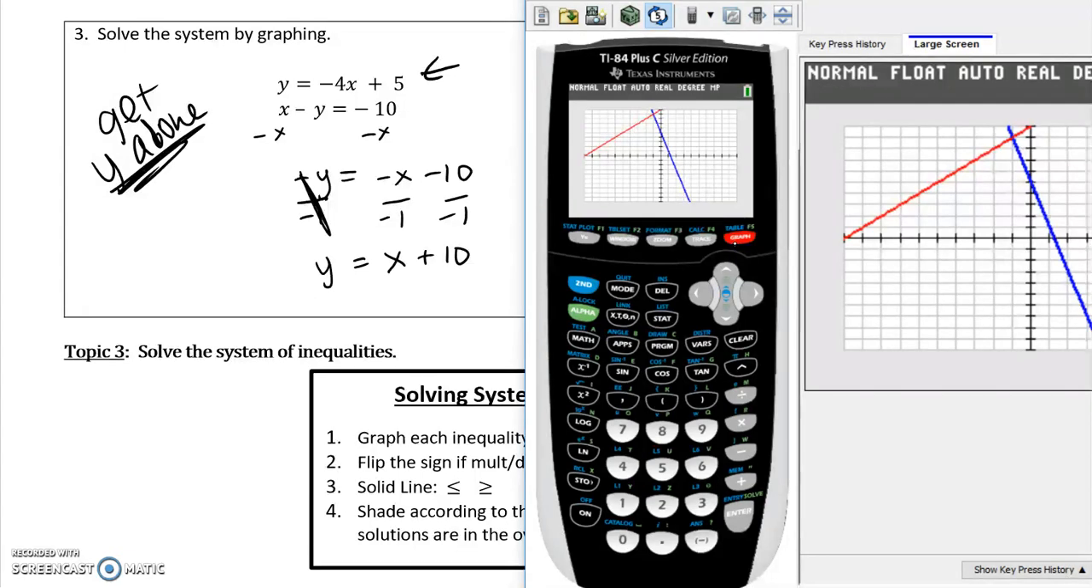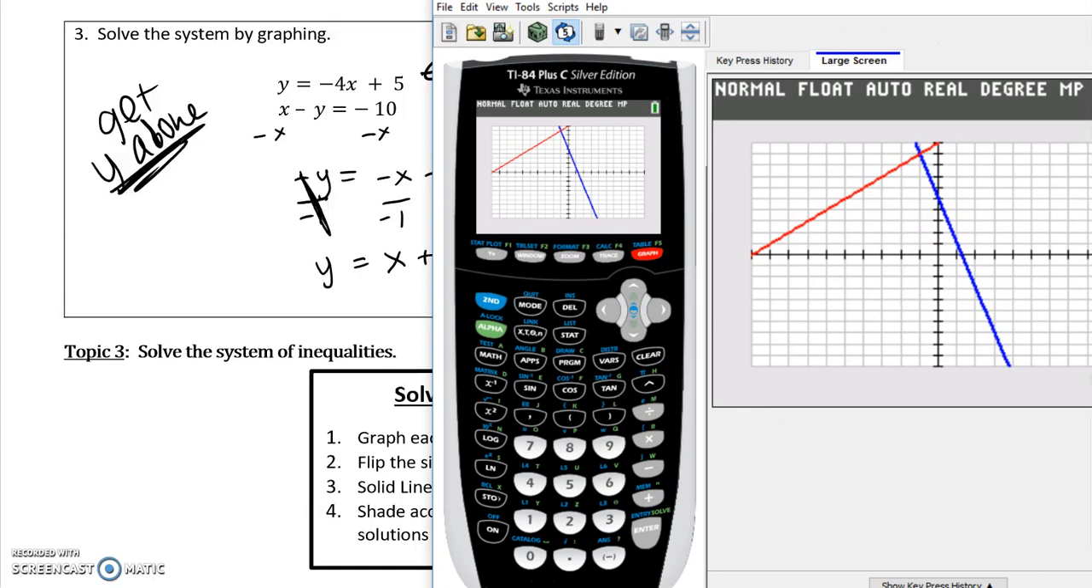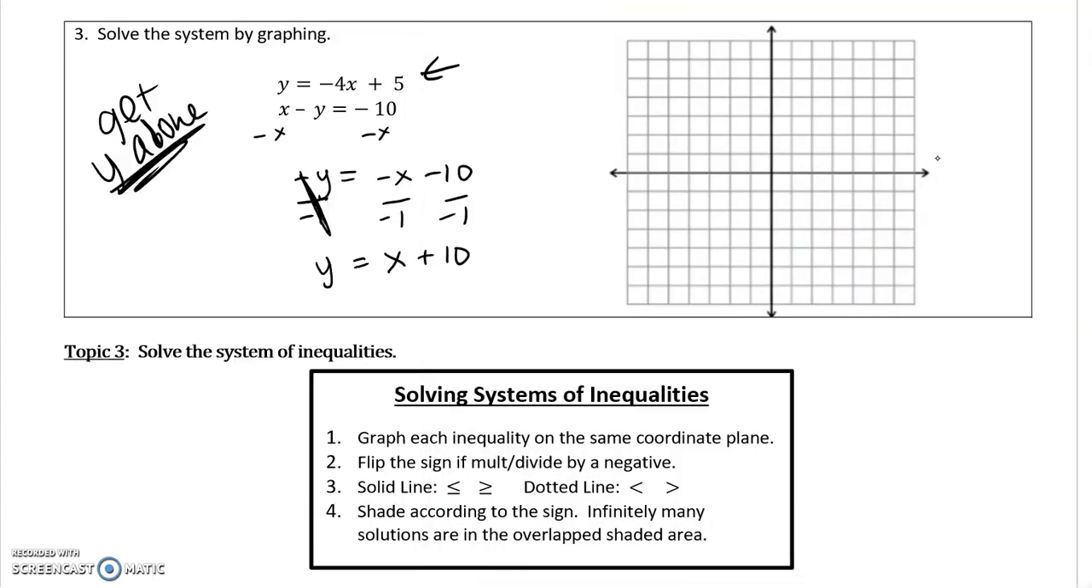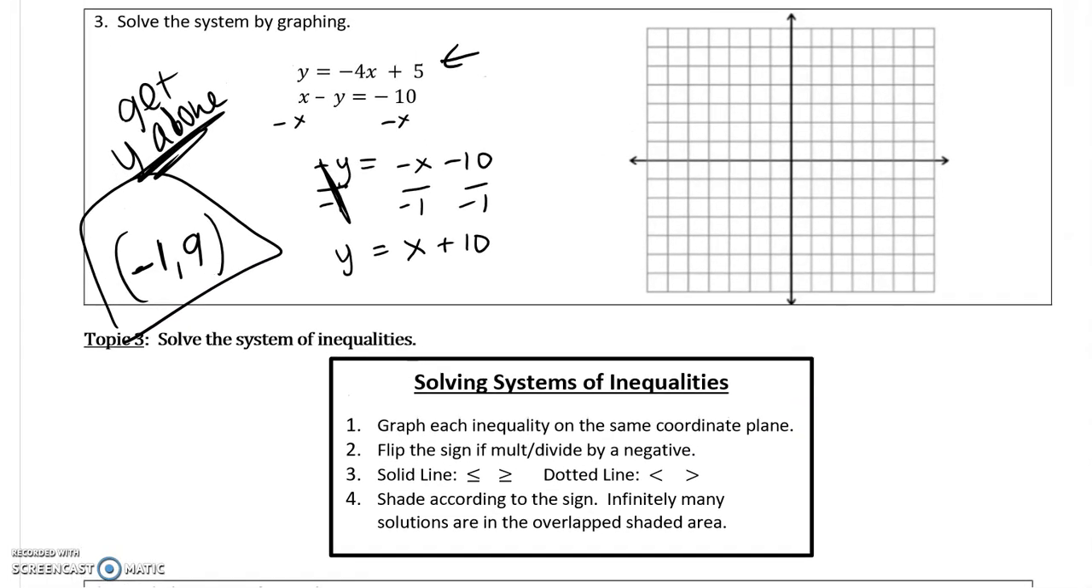Sometimes it's easy to tell, sometimes it's not easy to tell. You can always turn on your grid lines to kind of help you, like I have mine turned on here. If you need help doing that, let me know. I can assist you. But the two graphs cross at negative 1, positive 9. So that's the point you would write down. And we have already done systems of inequalities, so we don't need to worry about that again.